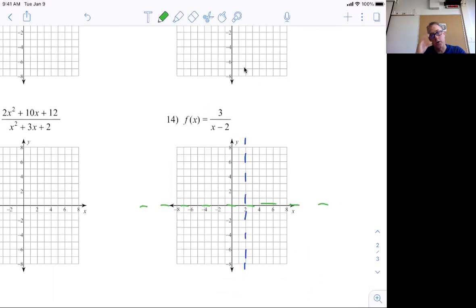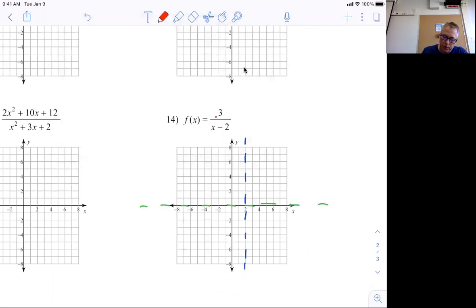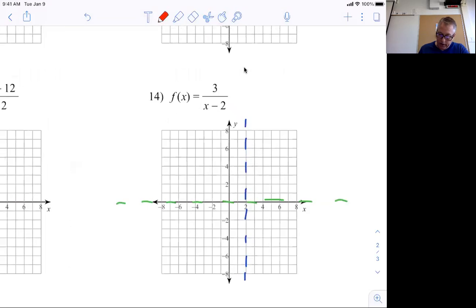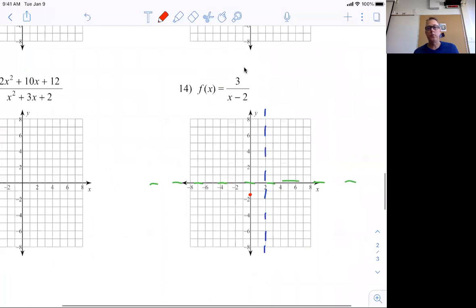Now my x-intercepts, that's whatever makes the top equal to 0, but that cannot happen, so there are no x-intercepts. To find my y-intercept, I plug in a 0 for x, and I get negative 3/2. So my y-intercept is at negative 1.5. All right, that's good news.